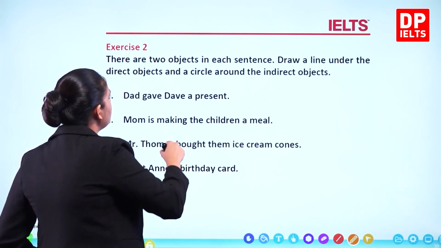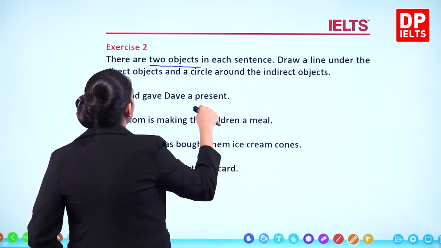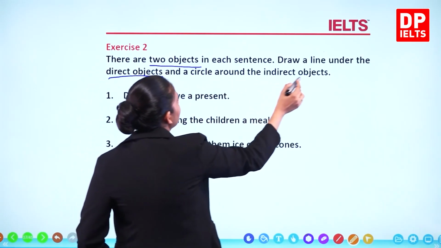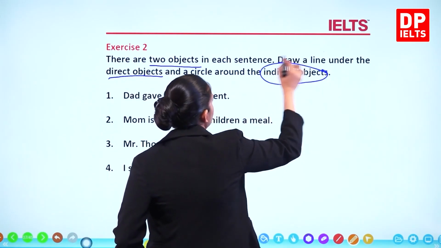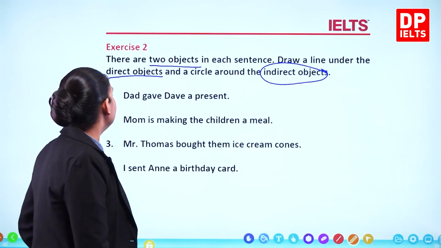There are two objects in each sentence. Draw a line under the direct objects and circle the indirect objects. Exercise 2 இதுல ரெண்டு விதமான ஆப்ஜெக்ட்ஸும் இருக்கு. நீங்க வந்து direct objectக்கு லைன் கேறி indirect objectை சர்க்கிள் பண்ணணும். அதுதான் நீங்க இந்த எக்ஸசைஸ்ல செய்ய வேணும். ரைட். ஸோ ரெண்டு ஆப்ஜெக்ட்ஸையும் நாங்க இப்போ கண்டுபிடிக்க போறோம்.